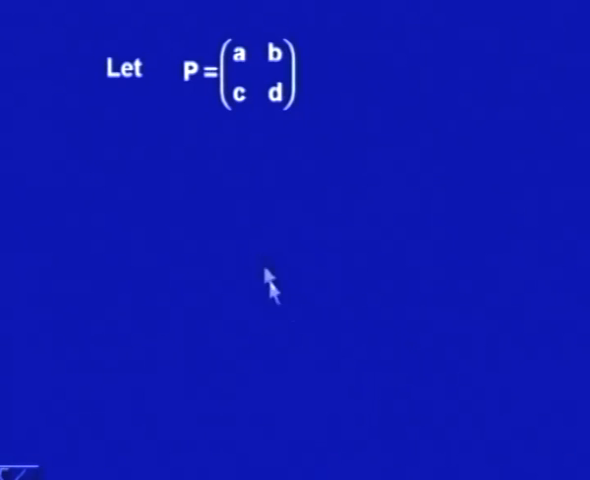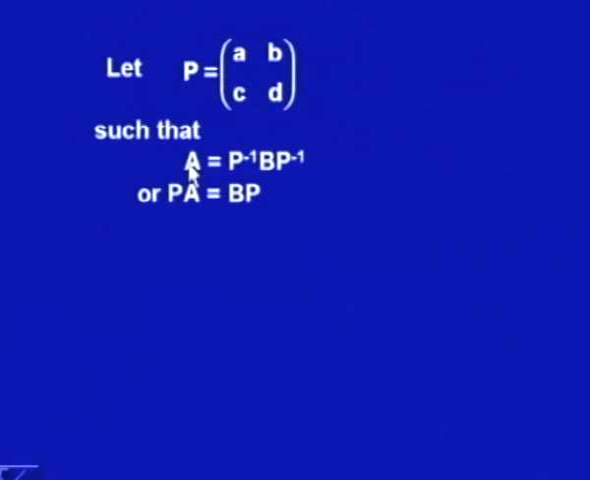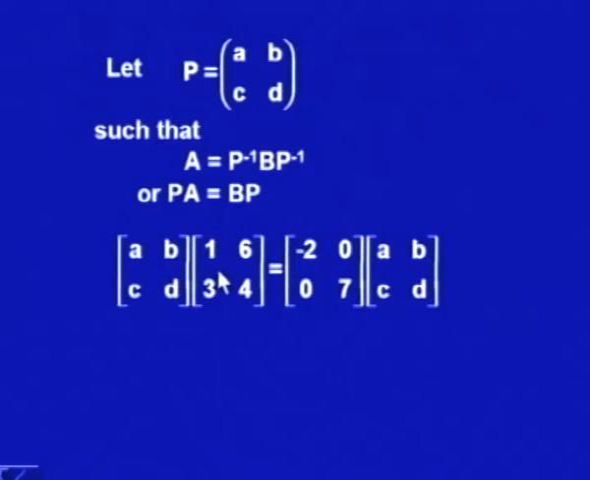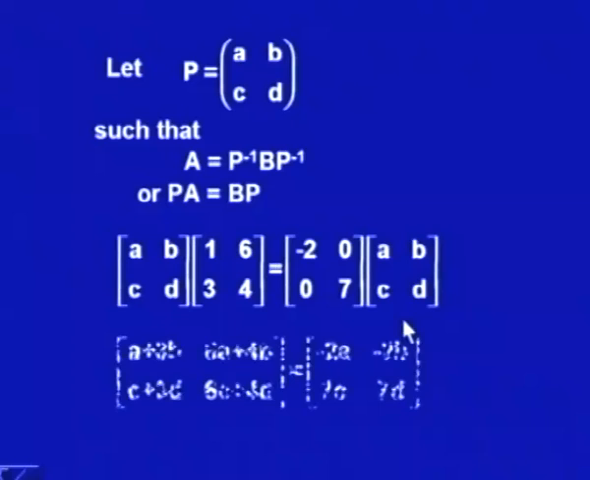Now, for this, let us consider there exists a non-singular transformation P which is [a b; c d], so that we can write A is equal to P inverse B P, and then PA is equal to BP. From here we can get A times the first matrix is equal to the second matrix multiplied by P, and from here if you simplify, we will have the left hand side as a plus 3b, 6a plus 2b, 6c plus 3d and 6c plus 4d, while on the right hand side we will have -2a, -2b, 7c and 7d.